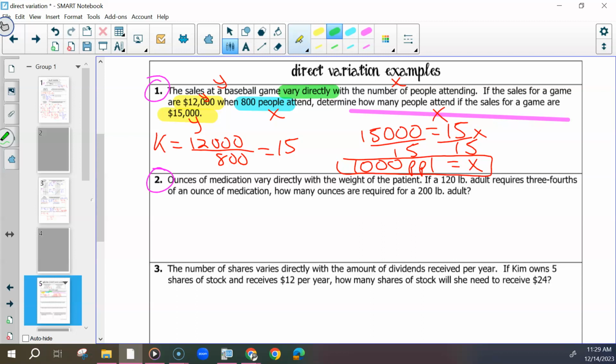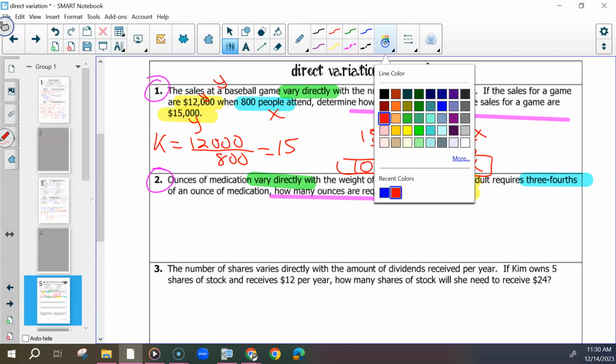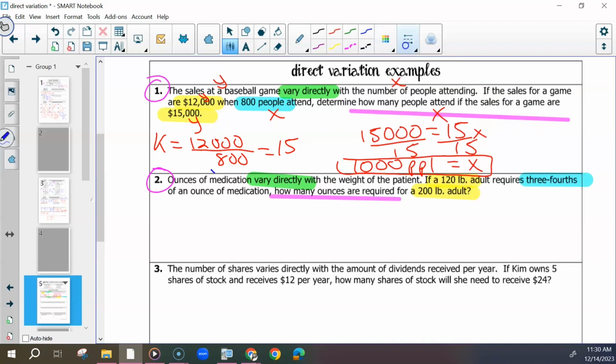What's important here? 120 pounds. What else? 200 pounds, and then how many ounces are required? Missing something. 3/4. Right, and the words vary directly. So what comes before that is going to be your Y. So ounces is Y. Weight is X.